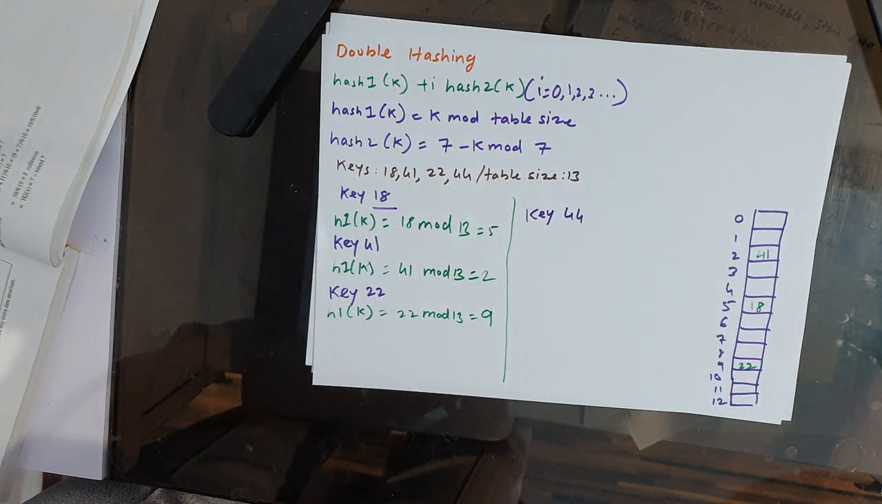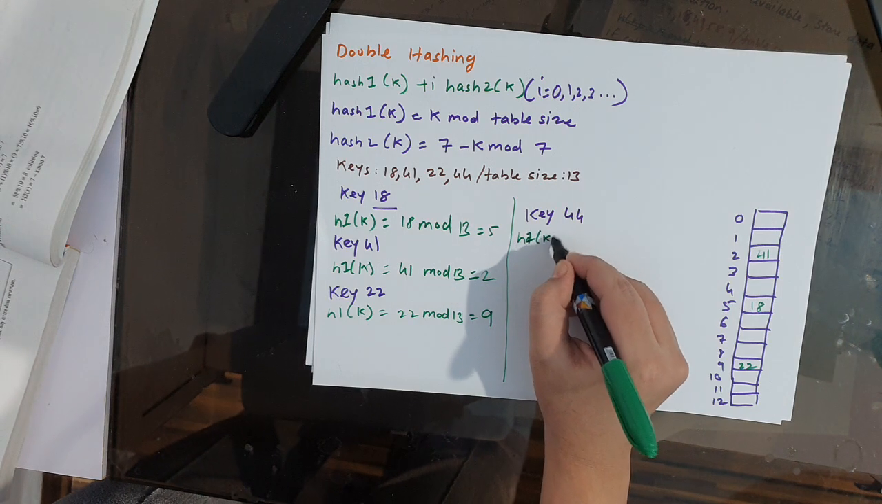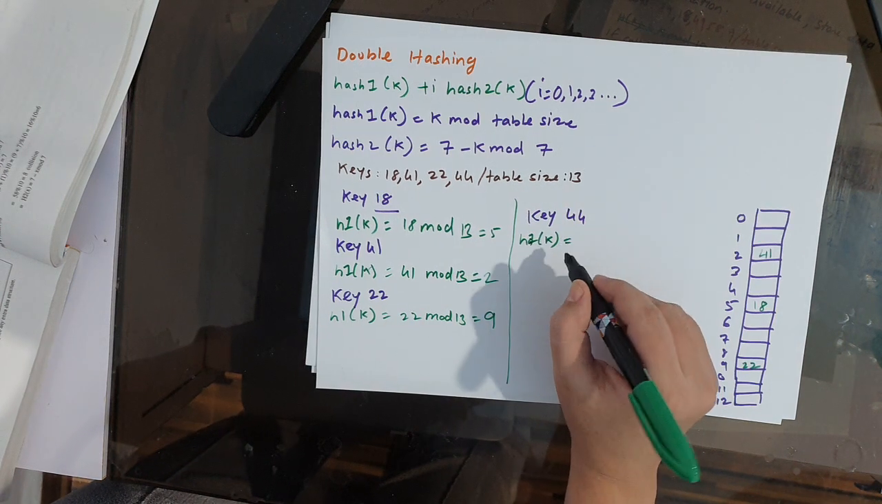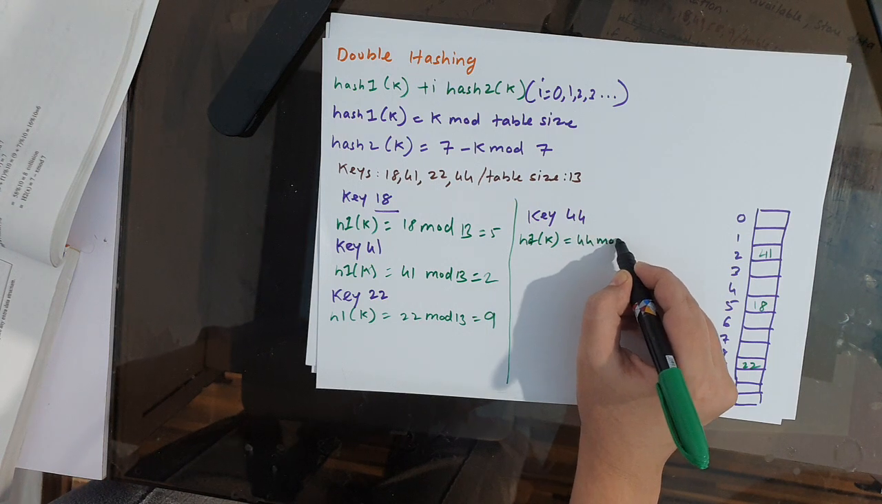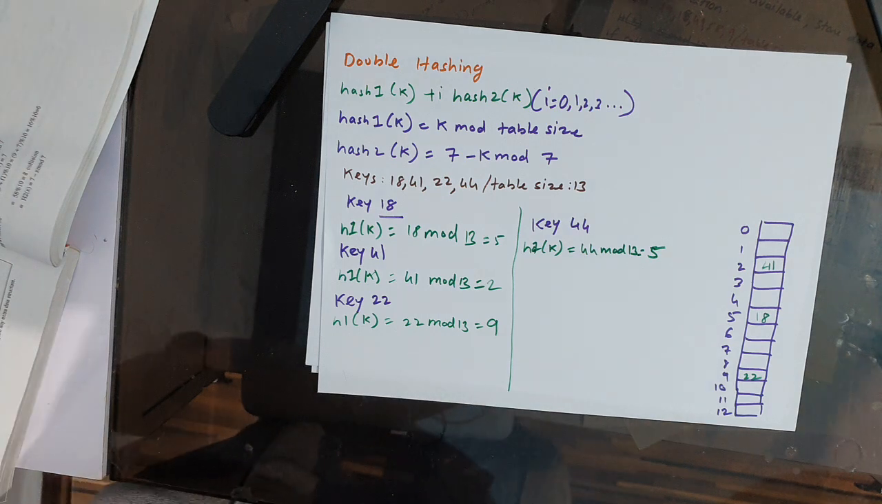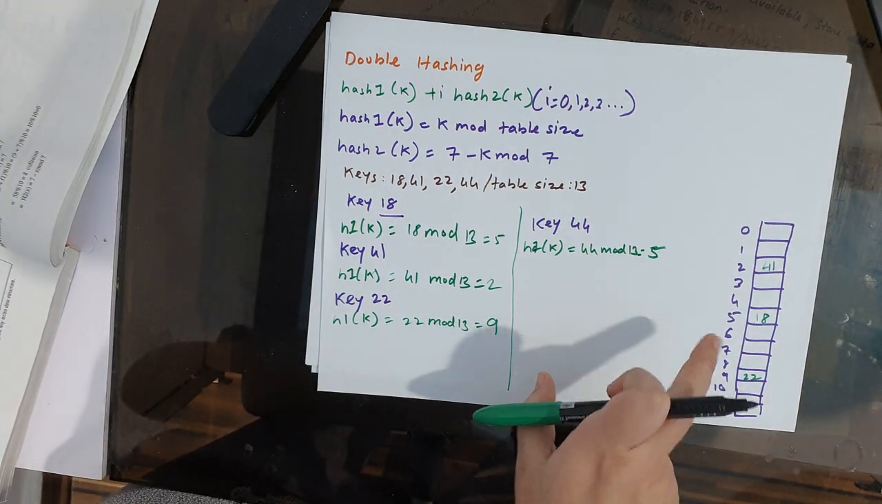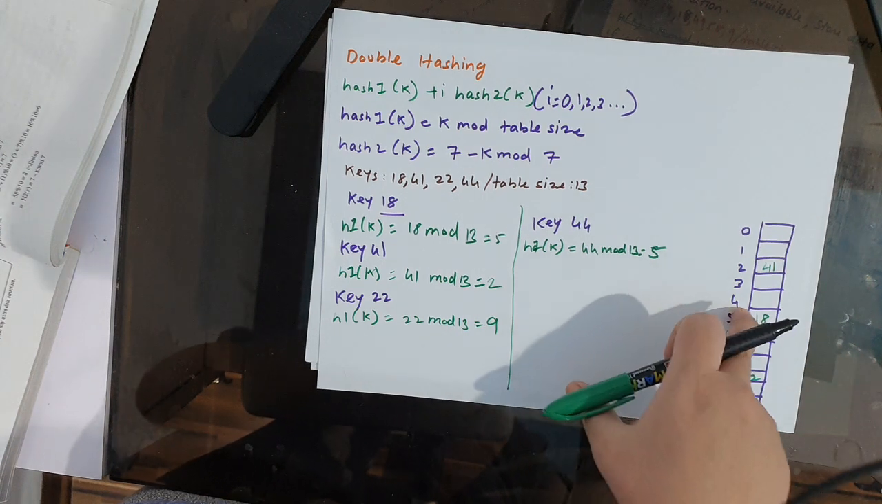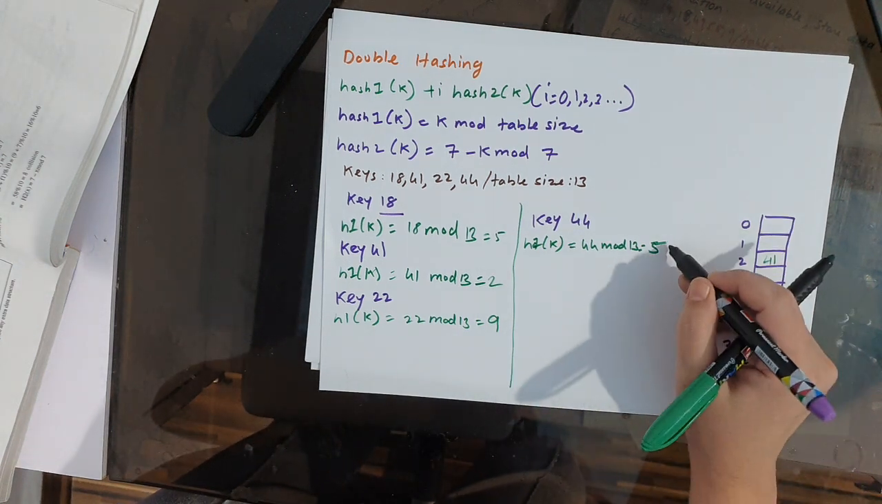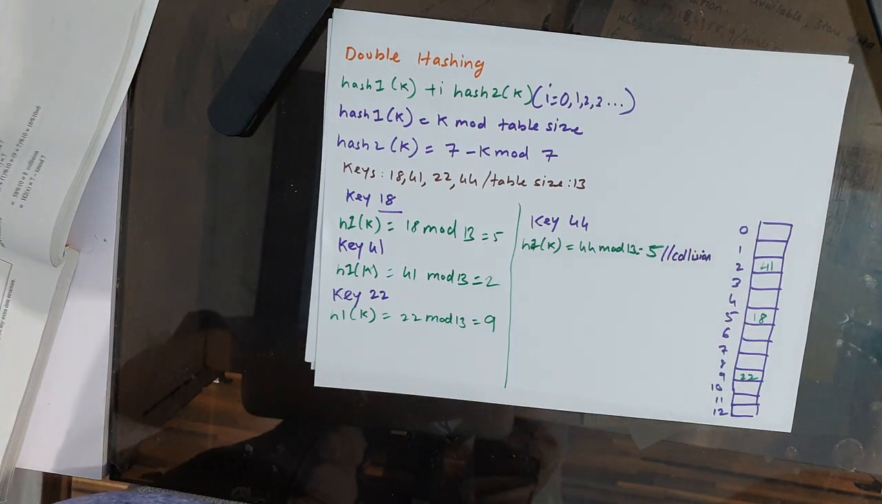So we'll use the first hash function, h1 of k, which is 44 mod 13. The answer that we get is 5. Now 5 is already occupied. So this is nothing but a collision. So what do we do in this case?